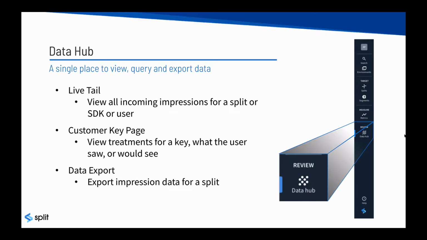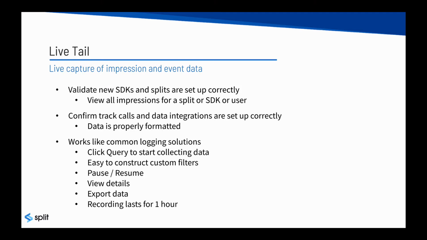And in this video, we're going to talk about Split's Data Hub. The Data Hub is a single place to view, query, and export data. With Livetail, you can capture impressions and events. The key page allows you to quickly see what treatment a user saw or would see when they hit a split. And with Data Export, you can download all or a filtered set of impressions for a split. In this video, we'll cover Livetail and the key page.